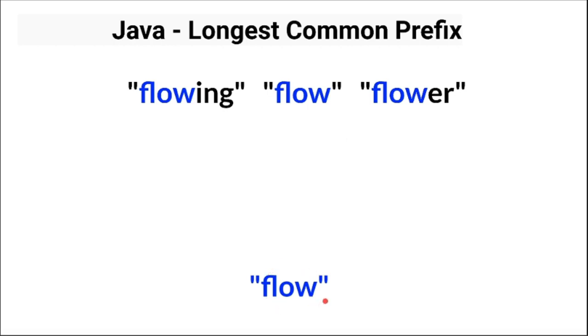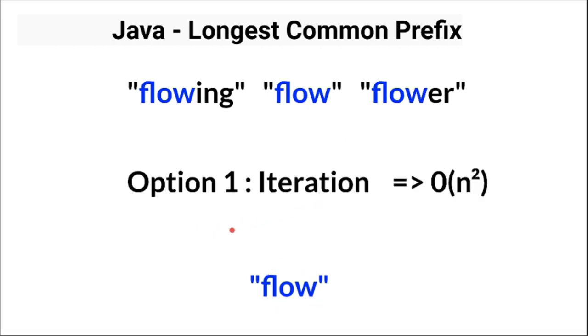There are two approaches we can use to identify this. The first approach is using the iteration. In this approach, we are going to take the first character and compare it with the other words. If it's the same, we will consider the character, and then go for the next character and compare with the other words. If it's the same, then consider it. So we are going to compare character by character. One problem with this is it's expensive. The time complexity is O of n square, so this is not an acceptable solution.